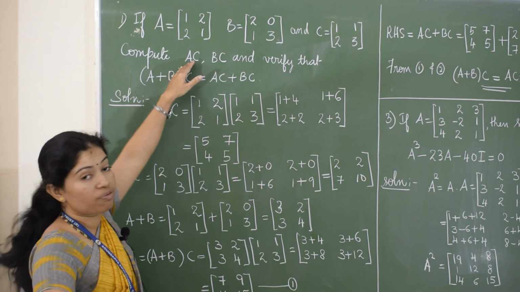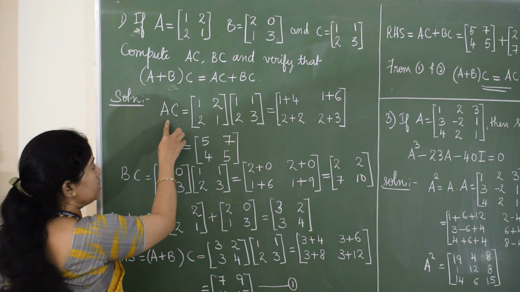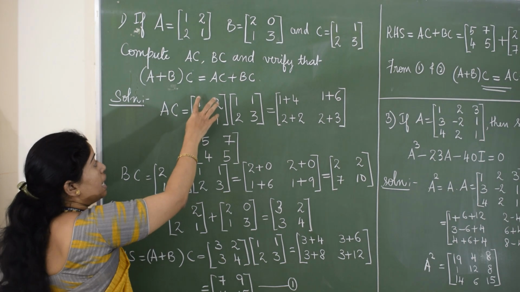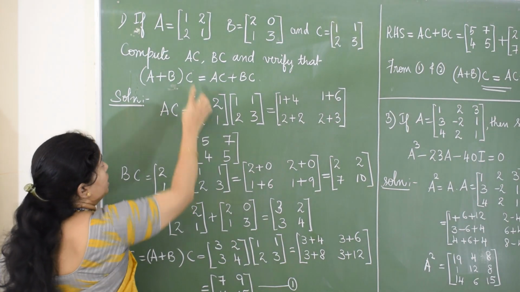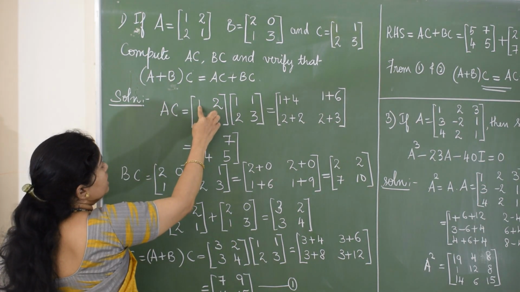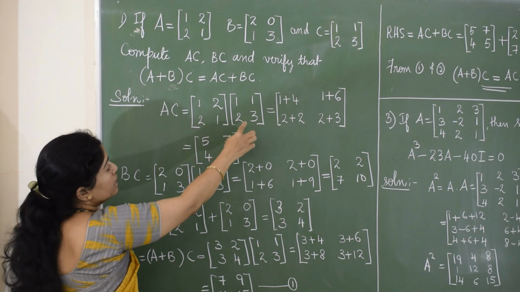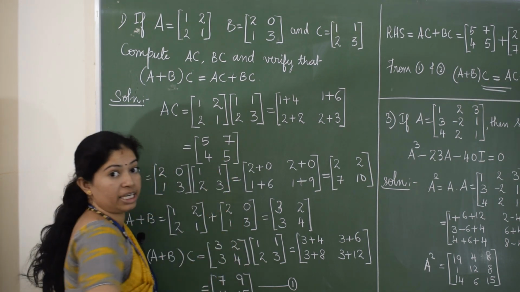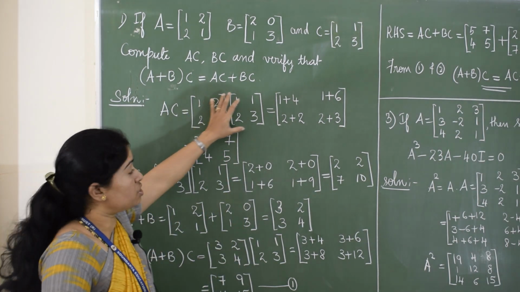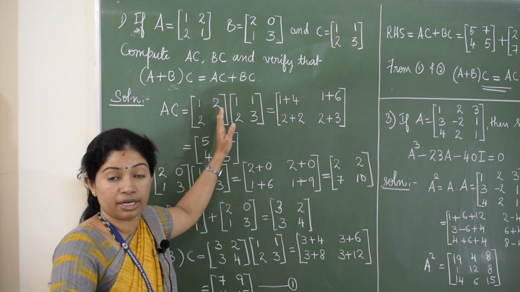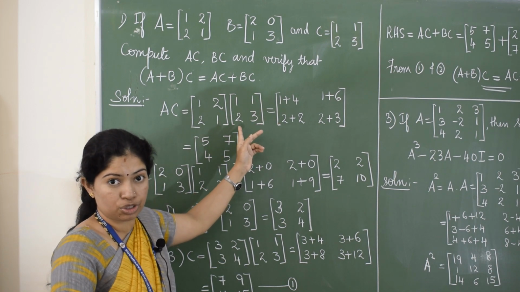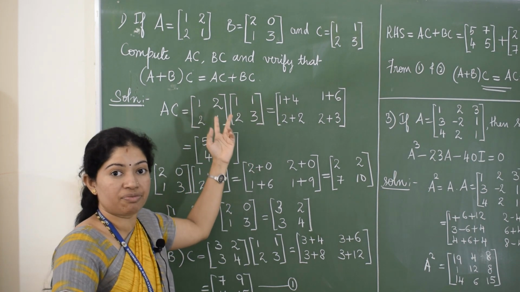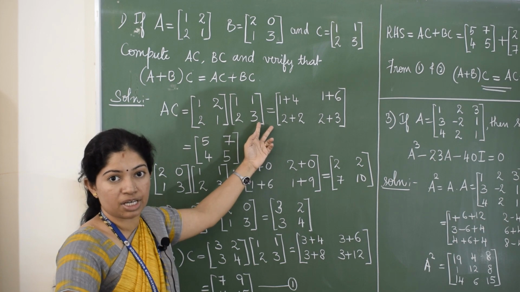First we have to find AC. So write AC is equal to, then write the matrix A. A is this matrix containing the elements 1, 2, 2, 1. Then write the matrix C, that is 1, 1, 2, 3. Here writing the matrices in order is very important. You cannot interchange their position. AC means you have to write first A, then you have to write C.